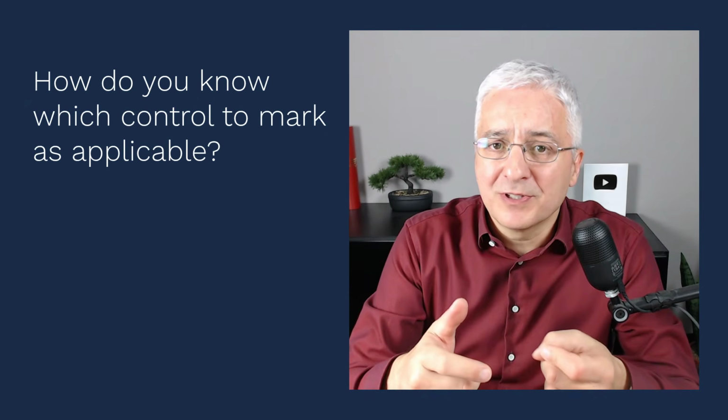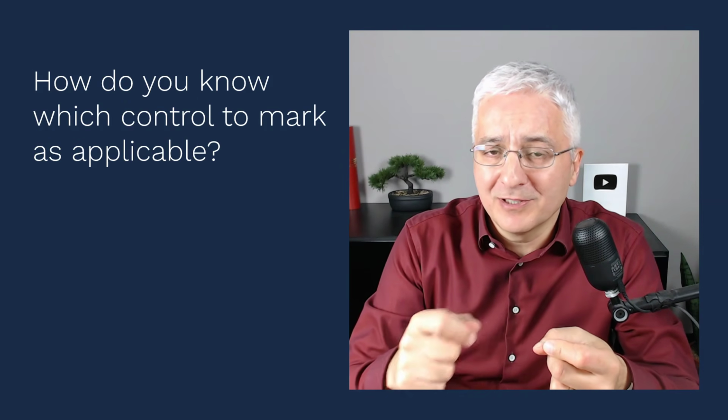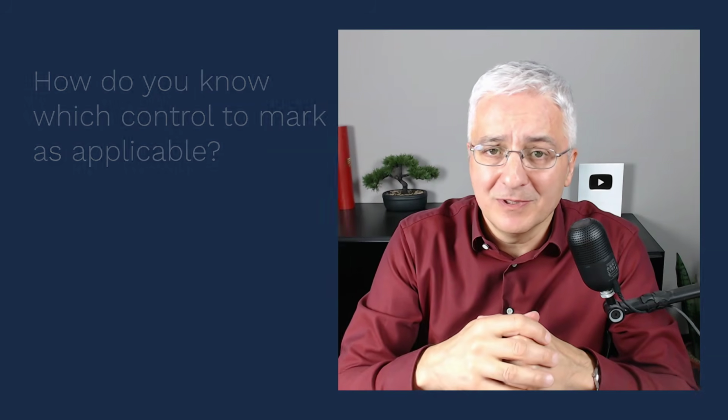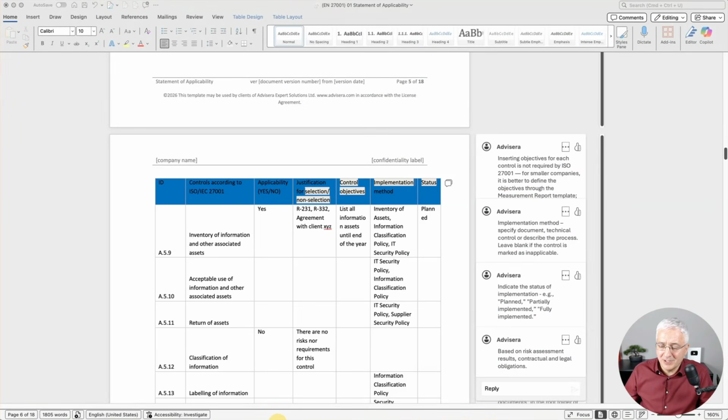The next question is how do you know which control to mark as applicable and which one as not applicable? Basically, there are three key inputs to make a control applicable. The first one is that there is any kind of unacceptable risk. The second one is that there is a requirement from an interested party, primarily your clients and your partners. And the third one is, even if you do not have any risk or any requirement, that the senior management makes a decision that they want to implement this control because they think this is a good practice. And if you have none of these three, then you mark a control as not applicable.